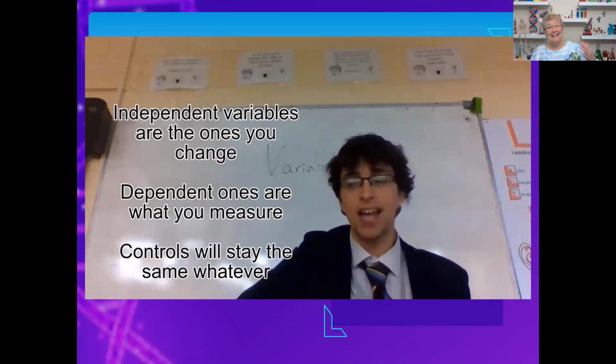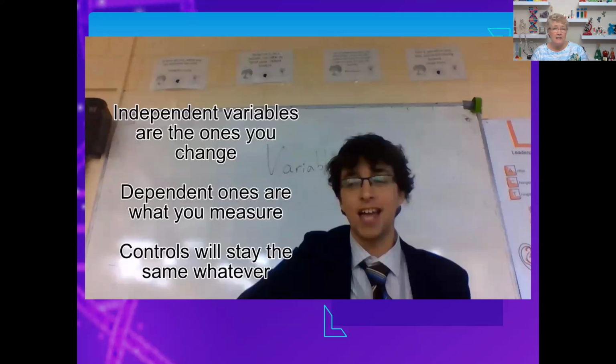Yeah, I like this song because all you really have to remember is the first part of that song. Independent variables are the ones you change. That's it. You already know what the word control means. It's something you keep the same. If you can remember independent variables are the ones you change, then you know that the dependent is what you measure. If you can remember that song, that'll really help.